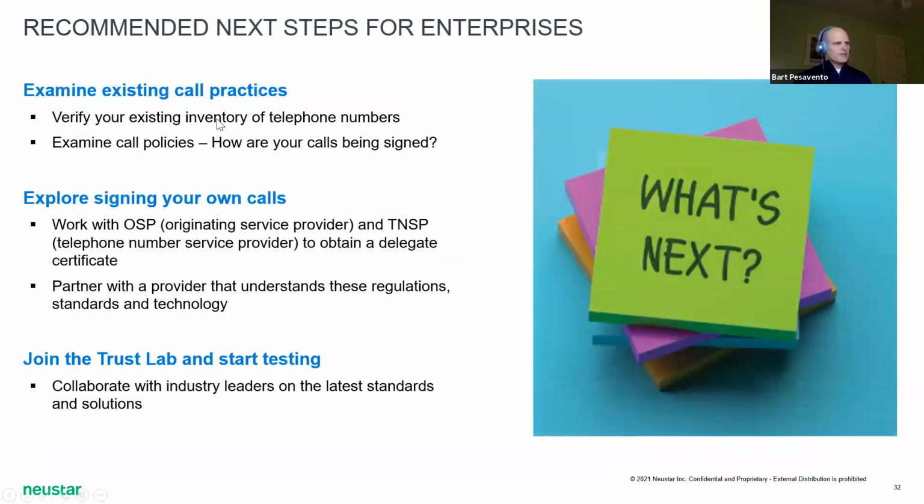Quickly on next steps for enterprises: examine the existing call practices you have. Look at the phone numbers. We work with a lot of enterprises, and one of the first things we do is look at their phone numbers, and oftentimes they don't have a good handle on them. So start there. Look at what you have in your inventory, look at what your call policies are, and see how your calls are being signed today by your carrier. Then explore signing calls on your own.